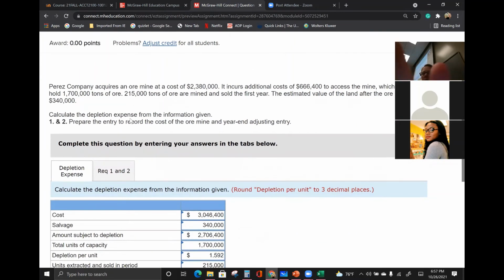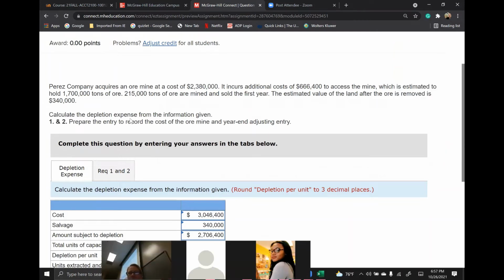Okay, Perez Company acquires an ore mine at a cost of $2,380,000. It incurs additional cost of $666,400 to access the mine, which is estimated to hold 1.7 million tons of ore. 315,000 tons of ore are mined and sold in the first year. The estimated value of the land after the ore is removed is $340,000.